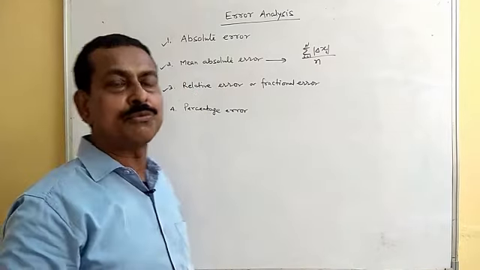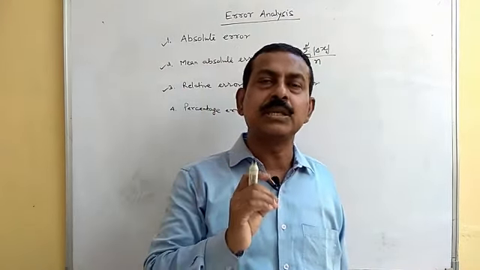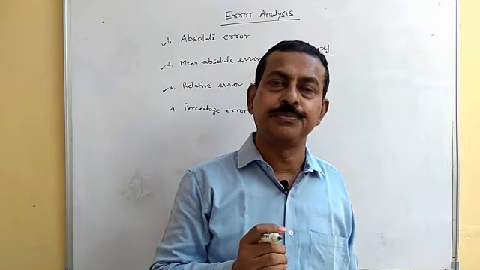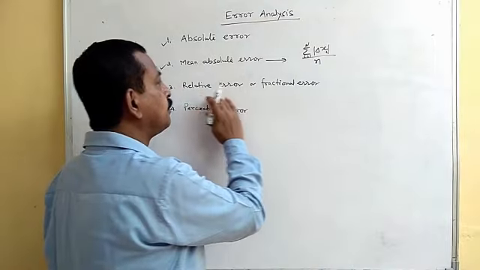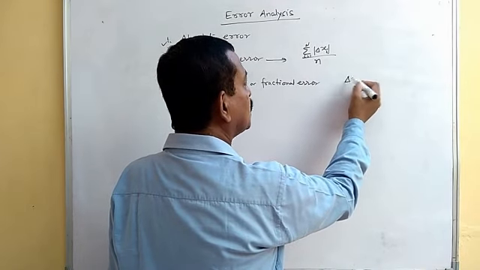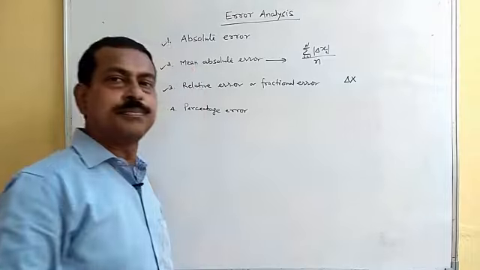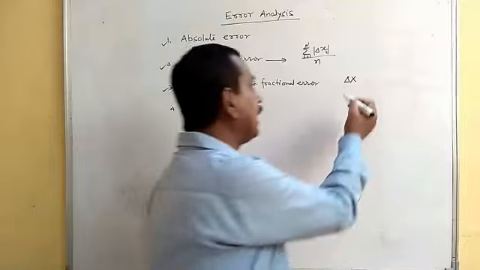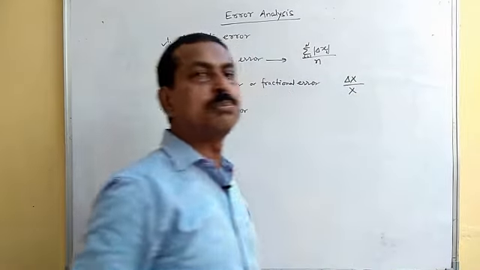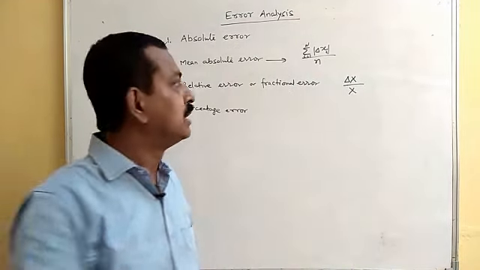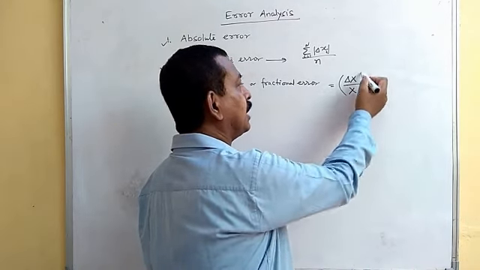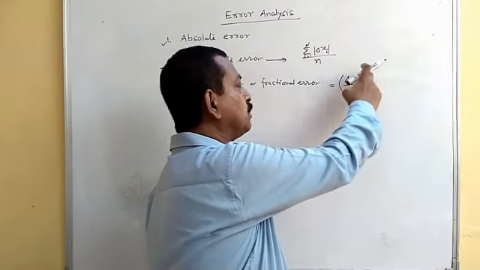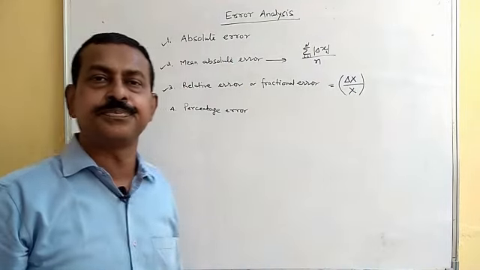Then there is relative error or fractional error. This is the ratio of mean absolute error to the true value. So if you consider this relative error, suppose I am using delta x to represent the mean absolute error, and x is being used to represent the true value. Then this will be given as delta x by x, that is the ratio of mean absolute error to the true value.